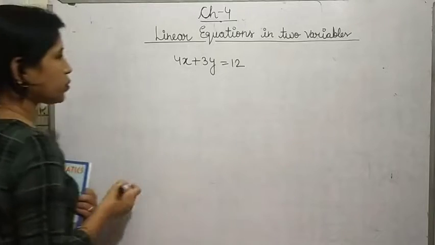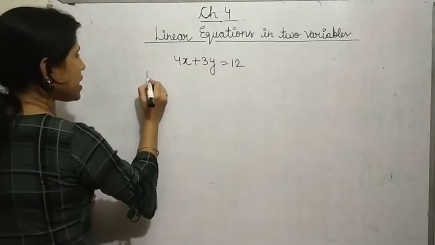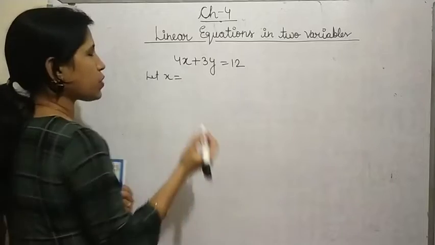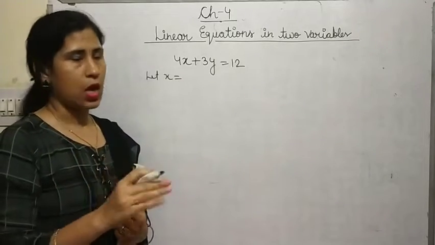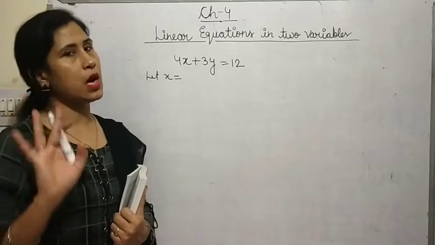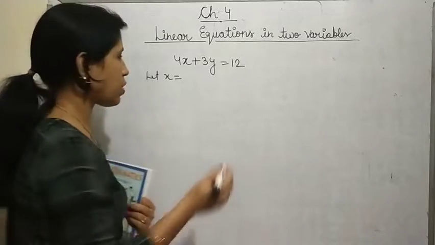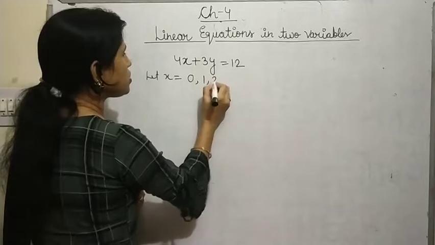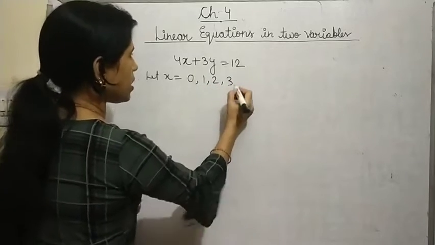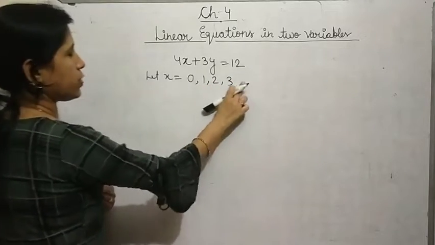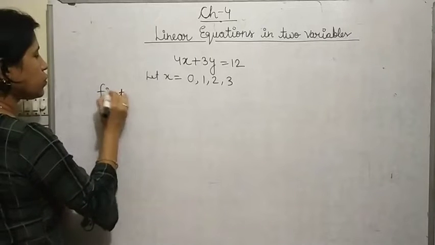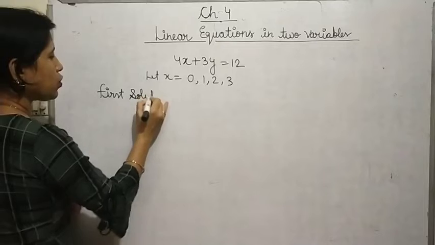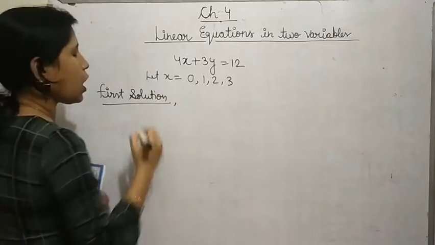Now we need to find solutions. We will say let x equal, as I told you, 0, 1, 2, 3, 4, so we will find four solutions. Or you can go 10, 20, 30, 40. It is completely up to you. I am taking 0, 1, 2, 3, 4, and it can go on, but I am taking only this much. So the first solution, we will write in the solution form I have shown you.